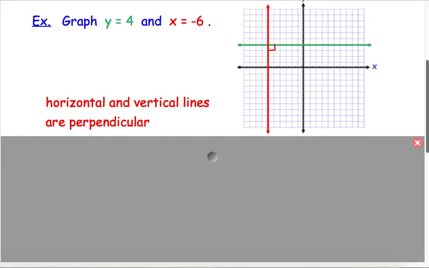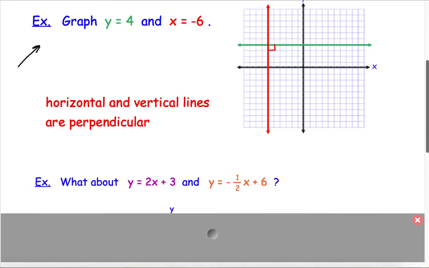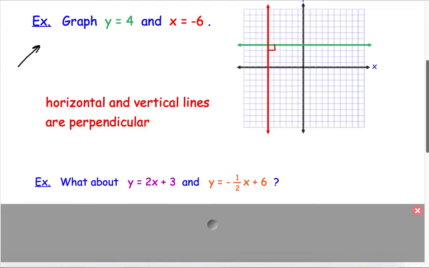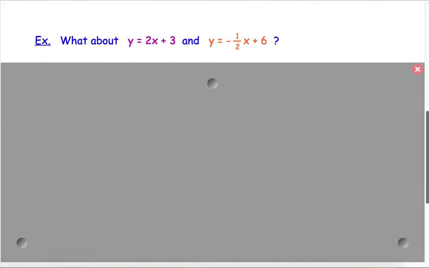So even though you look at this and you say, well, wait a minute, what's the slope of a horizontal? 0. What's the slope of a vertical? Undefined. So I can't really say they have opposite reciprocal slopes, but they kind of do. So what about y equals 2x plus 3 and y equals -1/2 x plus 6?